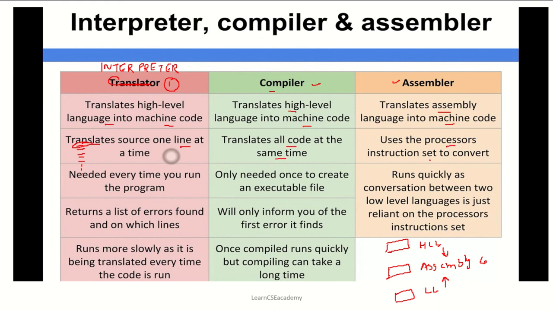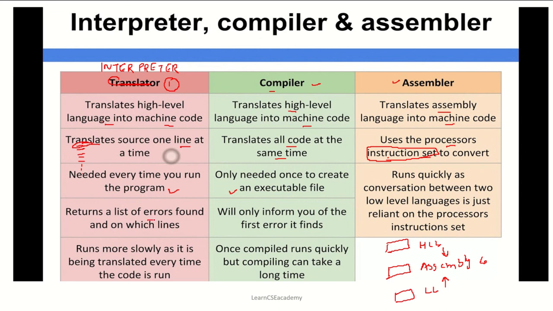the processor instruction set to convert. So the assembler here uses the instruction set. The instruction set is already stored in memory, and the assembler uses that instruction set in order to convert the instruction into the low level language. So what is needed every time you run the program? The interpreter. And the compiler is needed only one time, where we can then use the executable file.